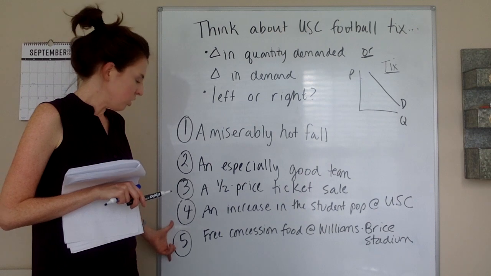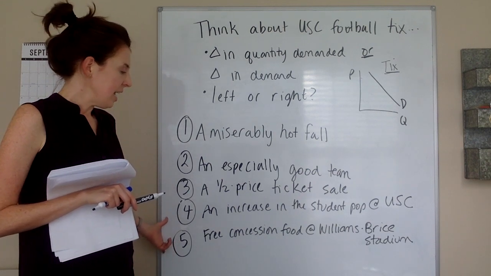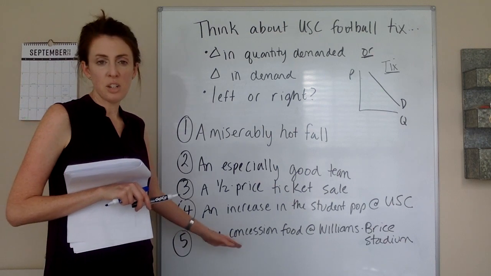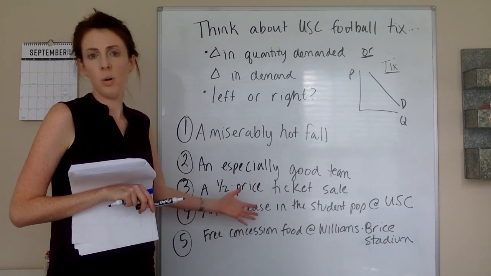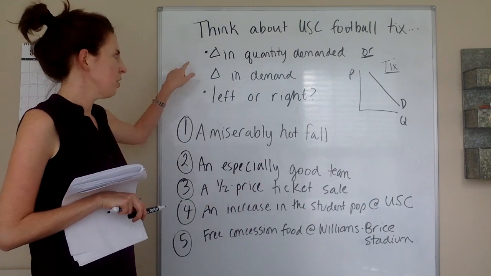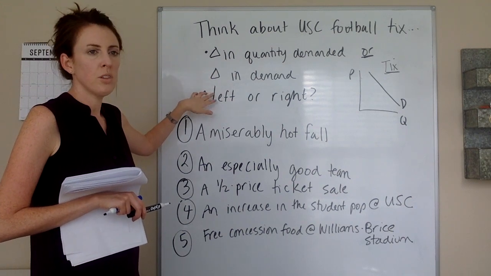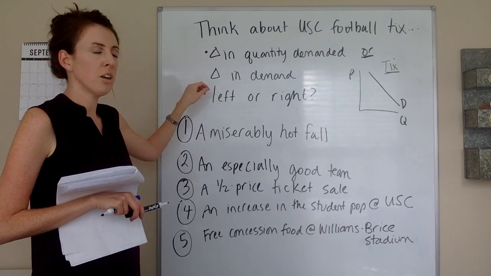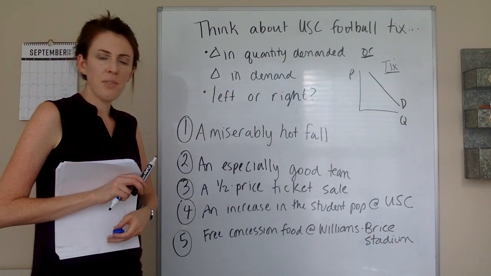And scenario number 5 is what would happen to demand for USC football tickets if there's suddenly free concession food at Williams-Brice Stadium. So instead of having to pay anything for food, they just gave away all their food and beverages for free. Okay, so again, for each one, state whether there would be a change in quantity demanded or a change in the demand. And then after that, whether the shift of the curve or the slide along the curve would be right or left. And then once you have that, you'll be free to go off and enjoy the rest of your day.